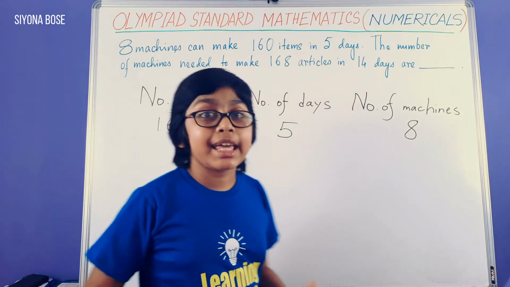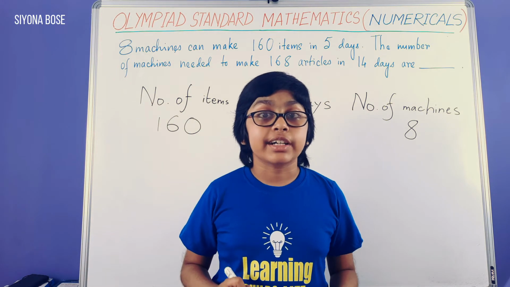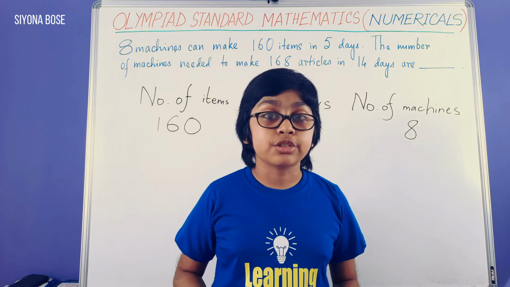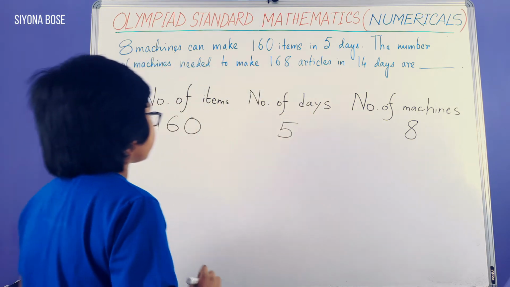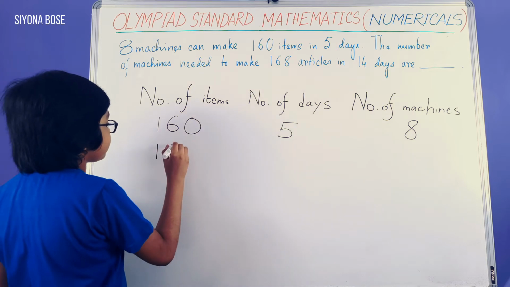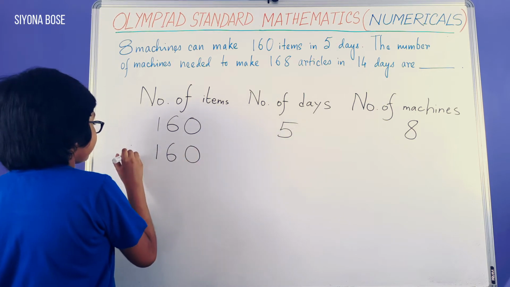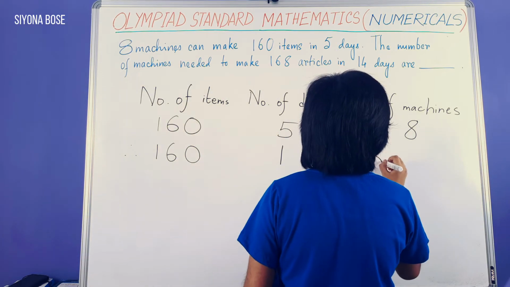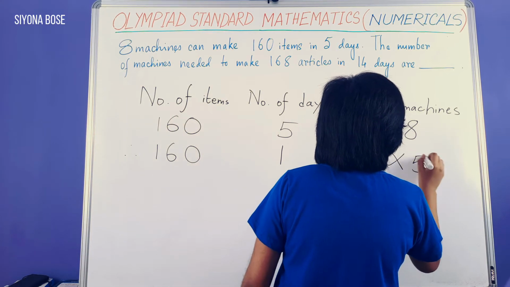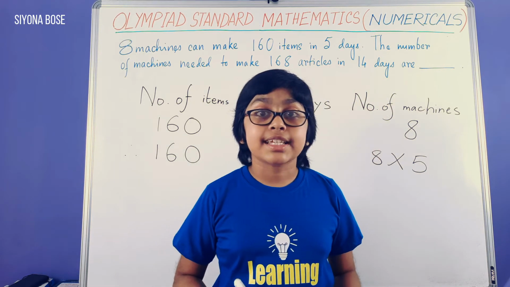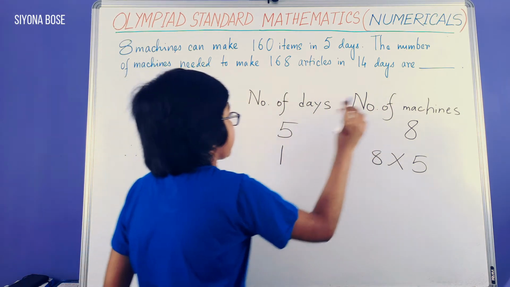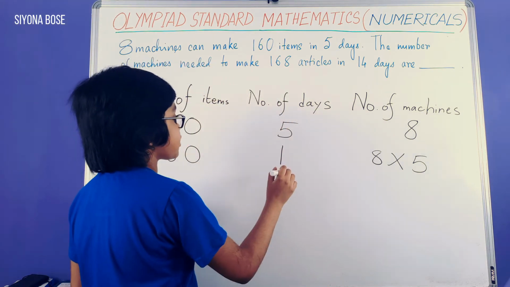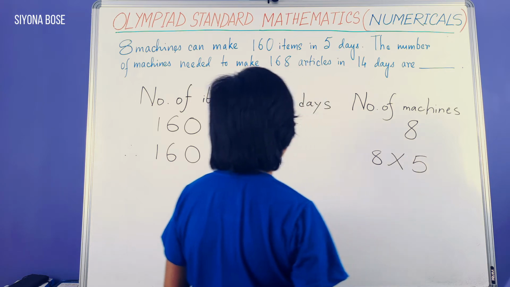So now I am thinking of working on the days. So for now I'm keeping the number of items constant and not concentrating much on it. Number of items again, 160. Therefore, now I'm changing the days to 1. Number of machines is 8 into 5. So number of machines has increased, and this is because the number of days and number of machines are inversely proportional. Hence, when number of days gets reduced, number of machines gets increased.